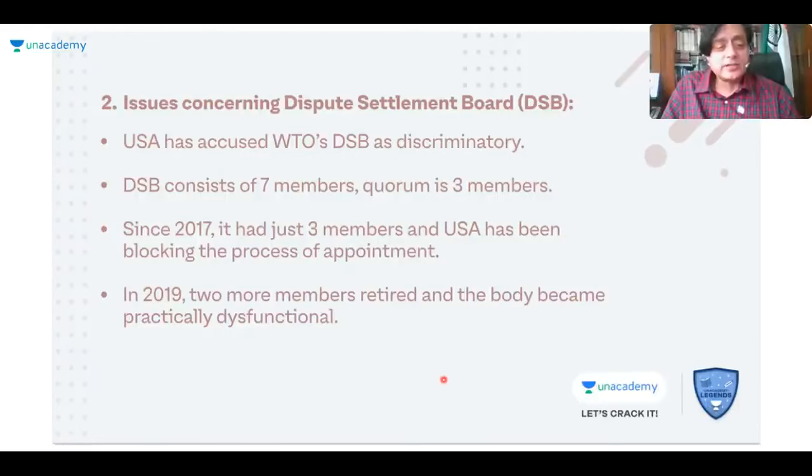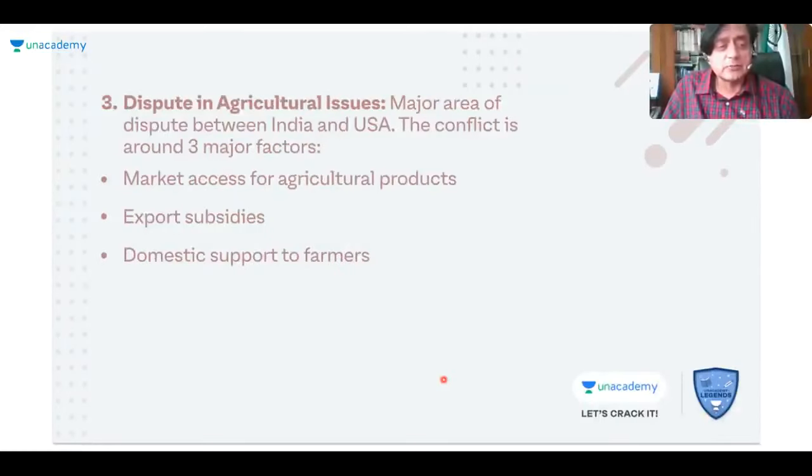Now, what the US has done is simply refuse to allow new members to be appointed when the terms of existing members have expired. And so the result is that whenever the Dispute Settlement Board is supposed to meet, it's supposed to have a quorum of 3 out of the 7 members. Right now, with the retirement of existing members, the body no longer has a quorum, and since 2019 hasn't been meeting. So how do you settle disputes?